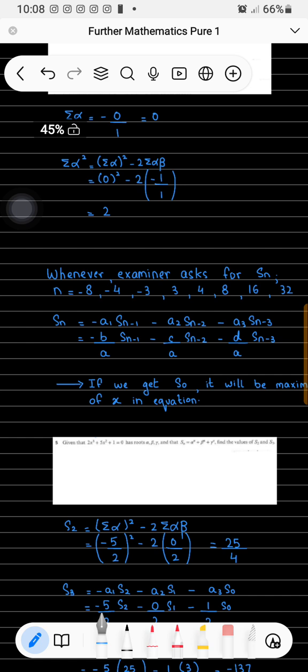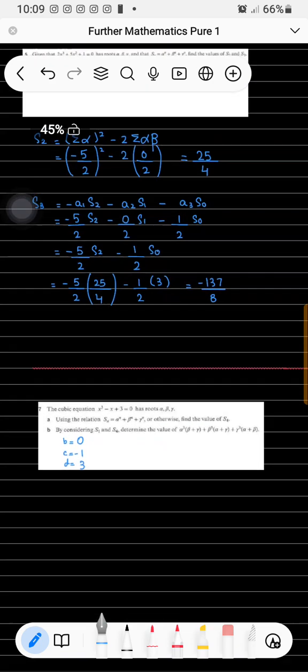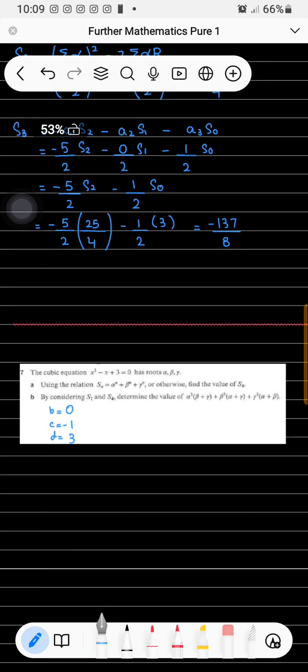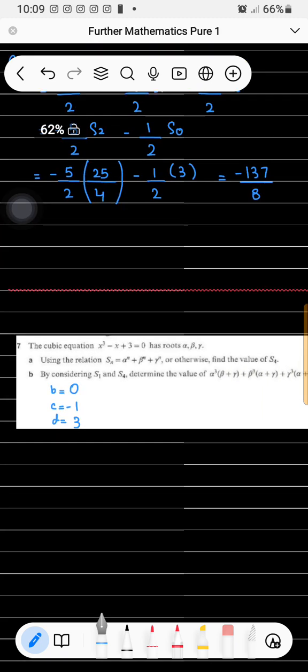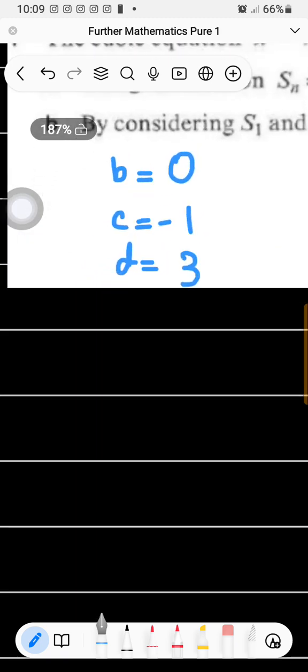When we have S0, it means the maximum power in the equation. For example, if we have a quadratic equation, the maximum power of x is 2, so S0 will be 2 in that condition. If we have a cubic equation, our S power 0 will be 3. If we have a quartic equation, which we will discuss in the next topic, maybe in the next lecture, there S0 will be equal to 4, because the maximum power will be 4 there. Okay, so now we have to find S4.